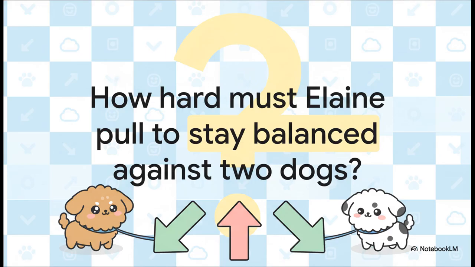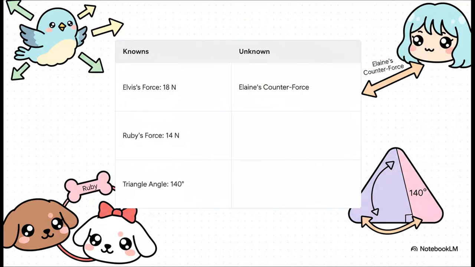All right, let's try another one. So Elaine is walking her 2 dogs, Elvis and Ruby. They're both pulling, but in slightly different directions and with different amounts of force. So the question is, how hard does Elaine have to pull back on the leash to keep them all in check? And just like with the bird, we just lay out what we know.